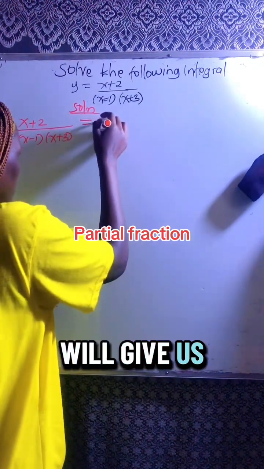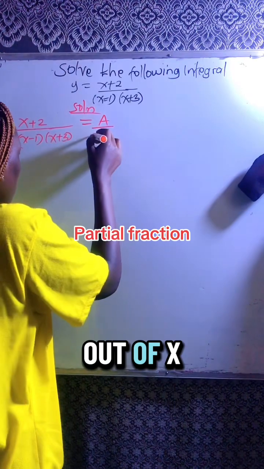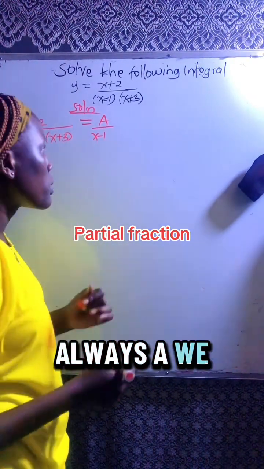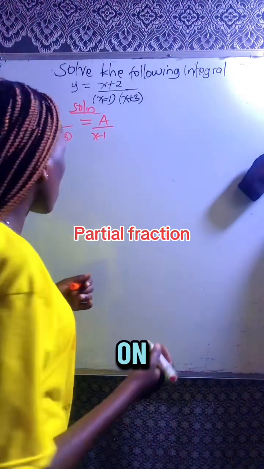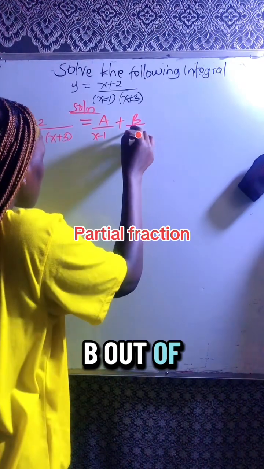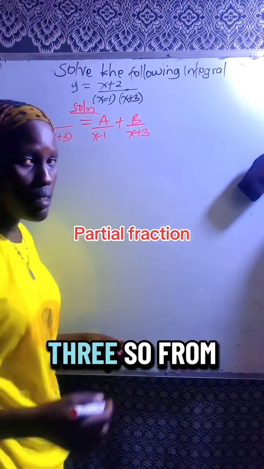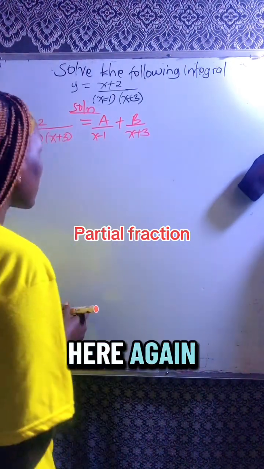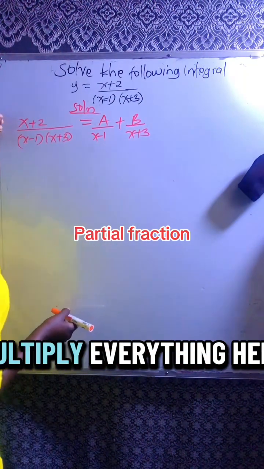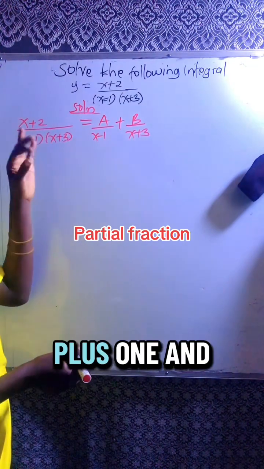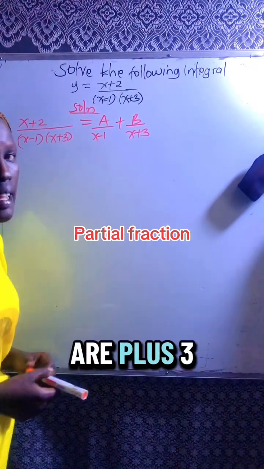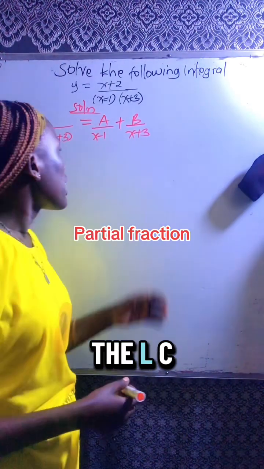So this one will give us A out of (x - 1). Our first constant is always A; we start from A, B, C, and so on, depending on what is given. Plus B out of (x + 3). From here again, we can proceed by multiplying everything by (x - 1) and (x + 3), or we get the LCM.